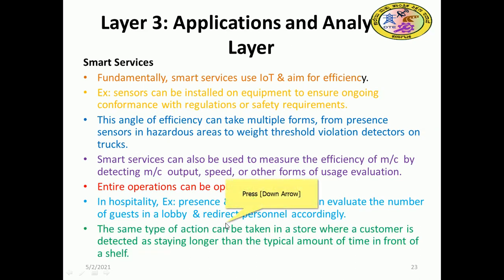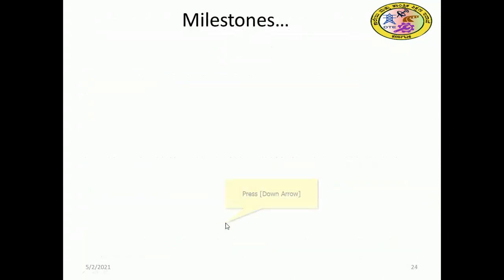The same type of action can be taken in a store, where a consumer is detected staying longer than the typical amount of time in front of a shelf, or staff escaping their responsibilities or jobs, hiding themselves. This kind of service can also be provided, under the smart service category. So this is the IoT concept, and IoT can extend that.